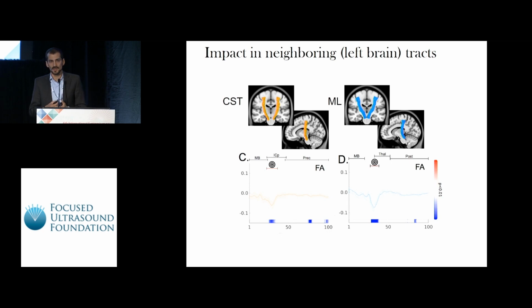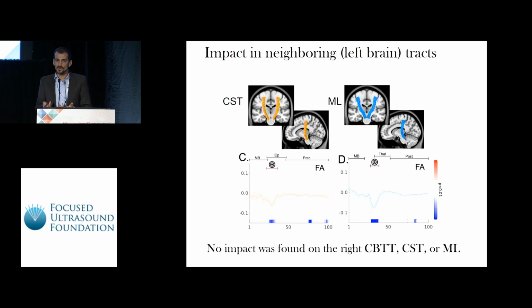And we also analyzed what happened with the neighboring tracts, the corticospinal tract and the medial lemniscus, and we saw that there was an impact in the neighboring lesion in both, and there was also a decrease in fractional anisotropy along the corticospinal tract. However, it was not related to clinical presentation because we have had no motor impairment in any patient. There was no impact in the non-treated brain site, as expected.